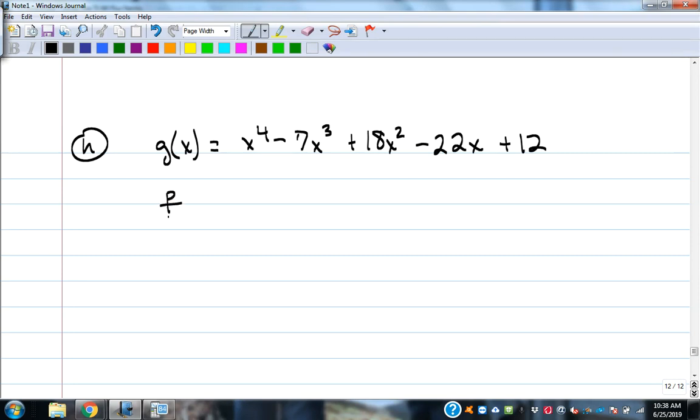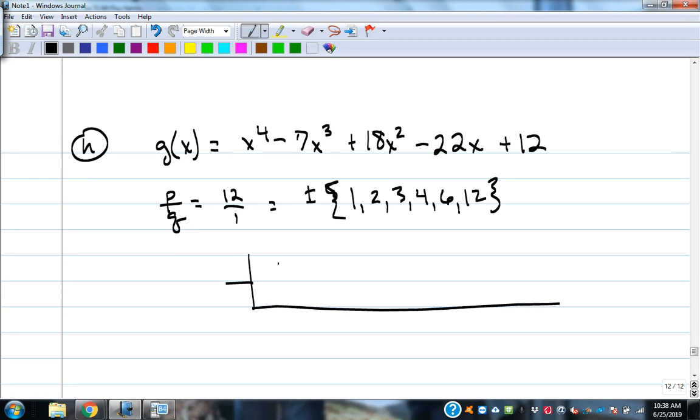So P over Q list, still 12 over 1. So the factors are 12. Plus or minus 1, 2, 3, 4, 6, and 12. Those are the possibilities. Again, we're going to use the graph to help us. 1, negative 7, 18, negative 22, and 12. So we need to graph that big polynomial and see where it crosses the x-axis. I think we need 2 places where it crosses the x-axis. So hopefully there are 2.